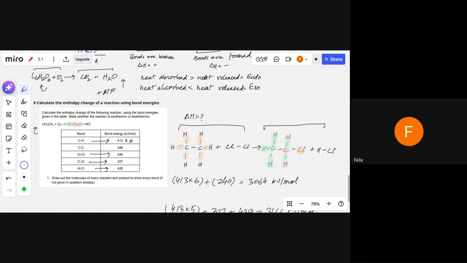So this was chapter 5, and our next lesson in the series will be where we will be practicing past paper questions based on this topic, right?